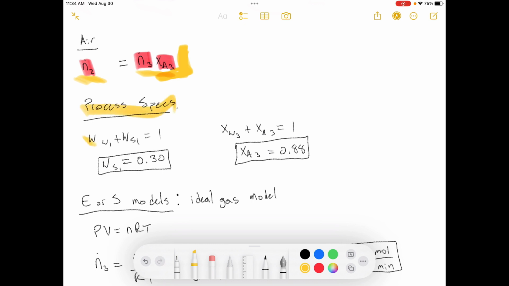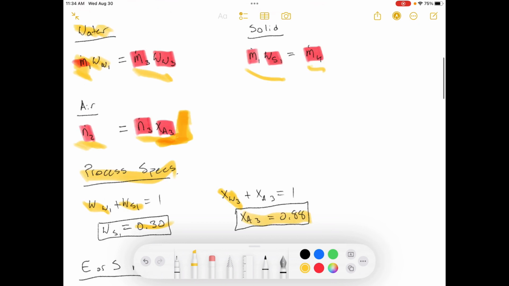Okay, so process specs, we know that there's a certain weight percent of water in stream 1, and the rest is solids, so the solids is 30%. And we know the mole percent of water going out in stream 3, so we know that the air percent is this much. So these ones we can figure out.